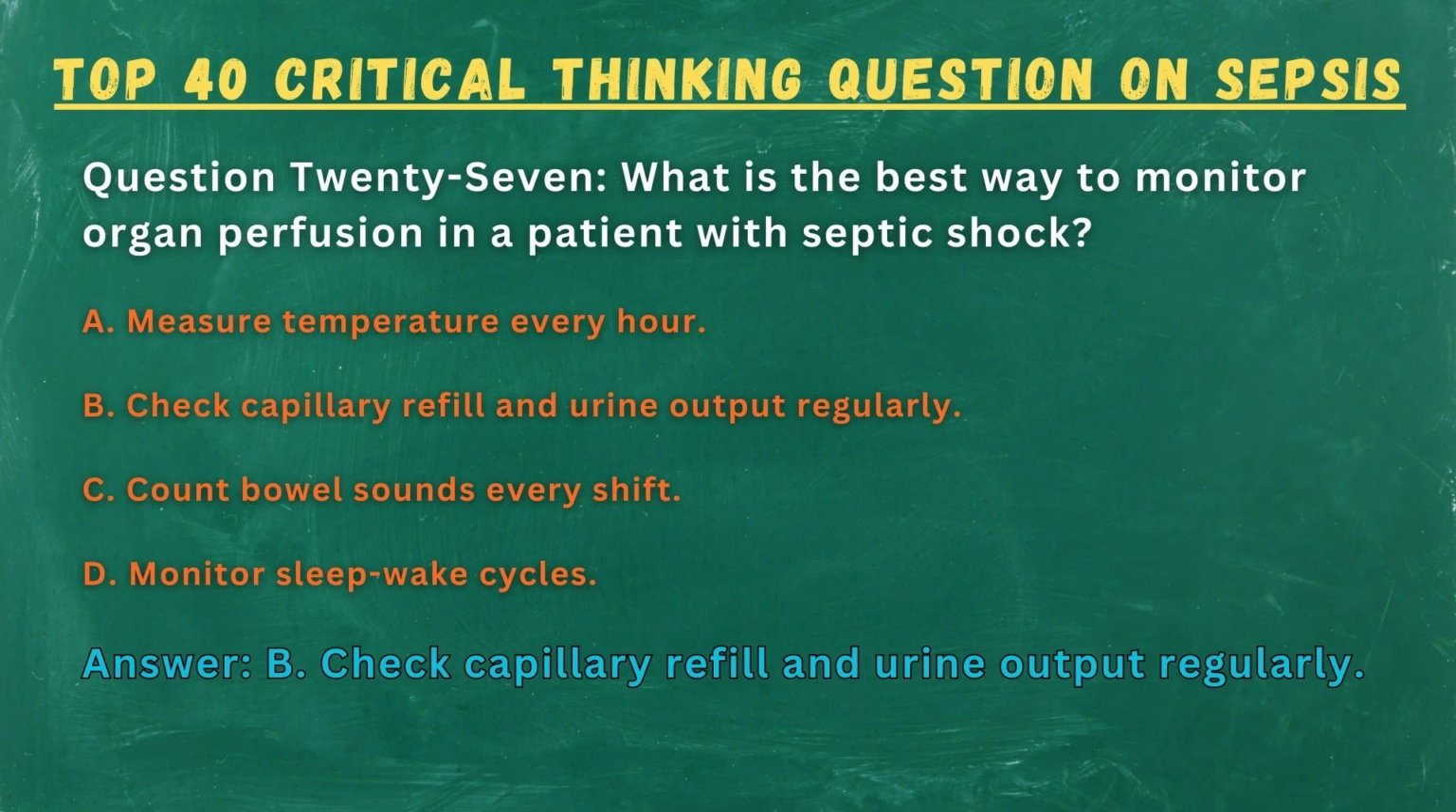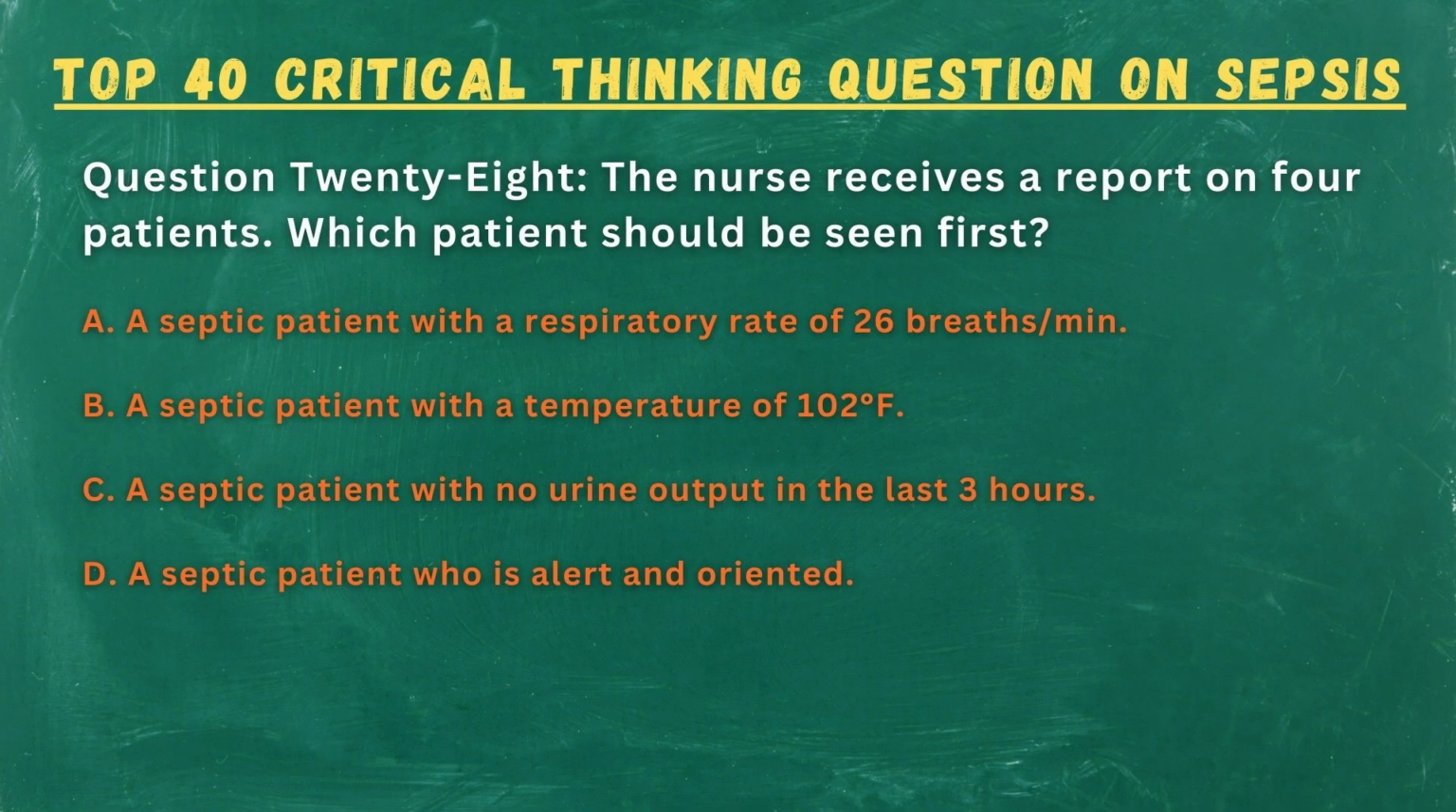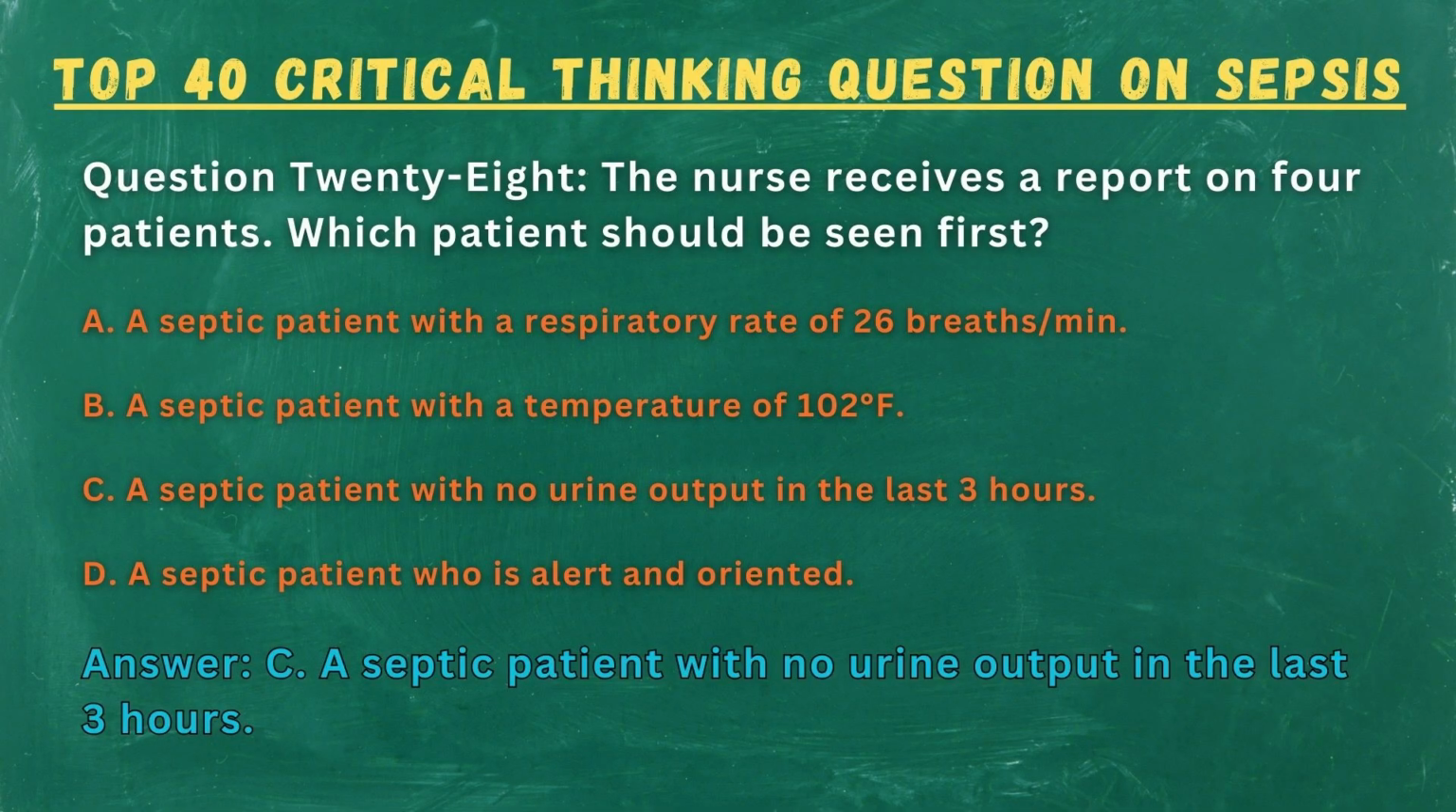Answer: B. Check capillary refill and urine output regularly. Question 28. The nurse receives a report on 4 patients. Which patient should be seen first? A. A septic patient with a respiratory rate of 26 breaths/min. B. A septic patient with a temperature of 102 degrees Fahrenheit. C. A septic patient with no urine output in the last 3 hours. D. A septic patient who is alert and oriented. Answer: C. A septic patient with no urine output in the last 3 hours.